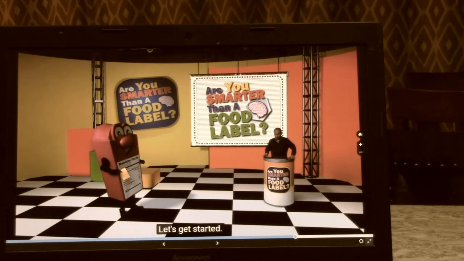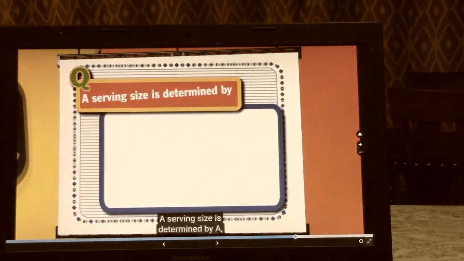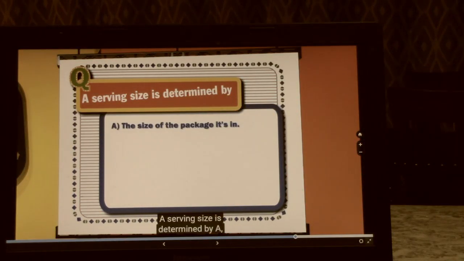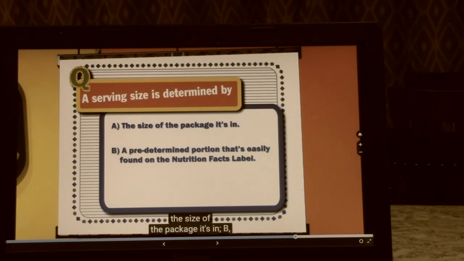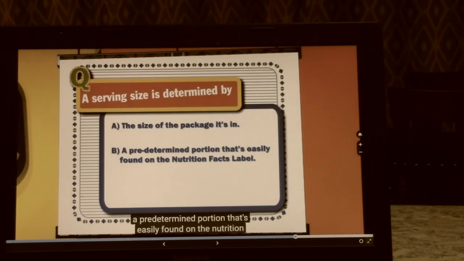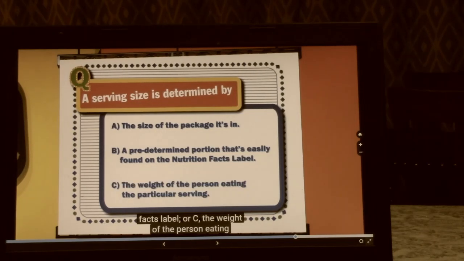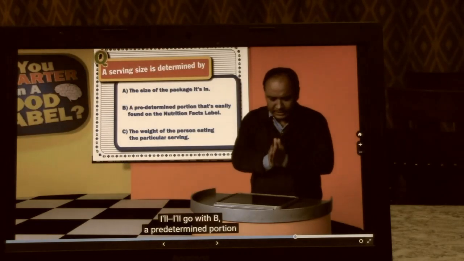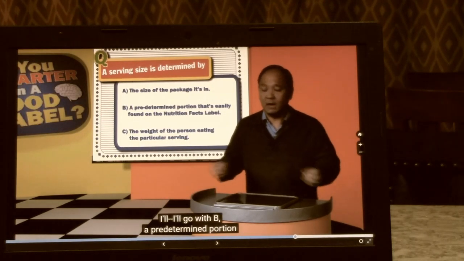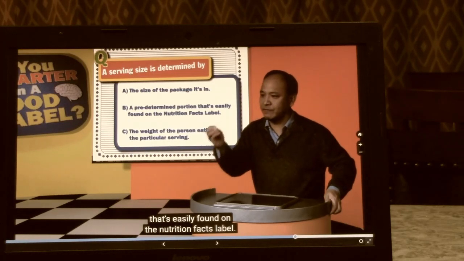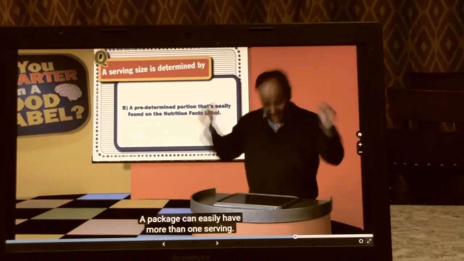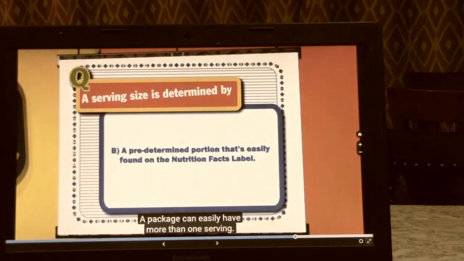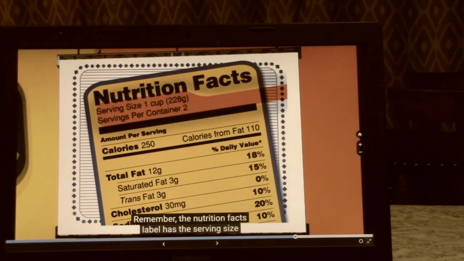Let's get started. First question is multiple choice. A serving size is determined by A, the size of the package it's in, B, a predetermined portion that's easily found on the nutrition facts label, or C, the weight of the person eating that particular serving. I'll go with B, a predetermined portion that's easily found on the nutrition facts label. Correct! A package can easily have more than one serving. Remember, the nutrition facts label has the serving size and the number of servings, as well as other important nutritional information.